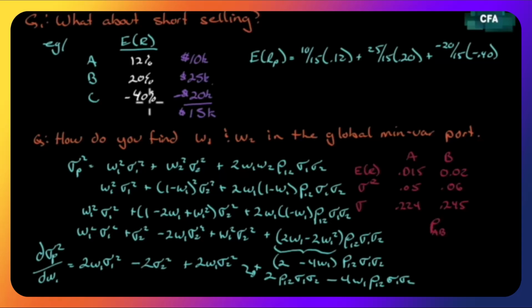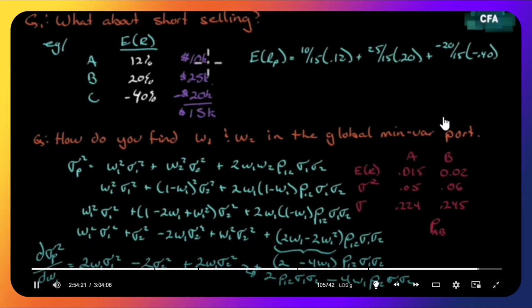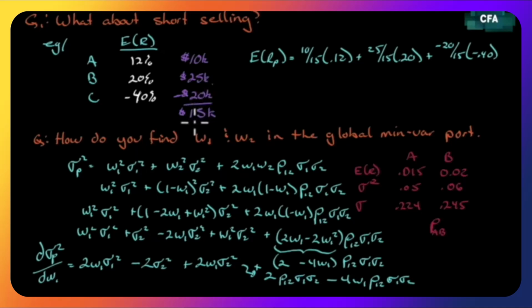Short selling is equated the same as borrowing. In other words, we're just going to borrow 20,000 to finance this purchase. So really, our net in is 15. We're 10 plus 25 minus 20. Our total dollar value is 15,000.